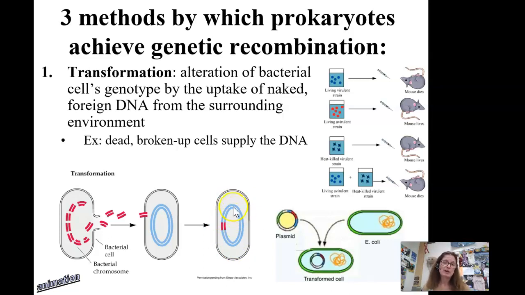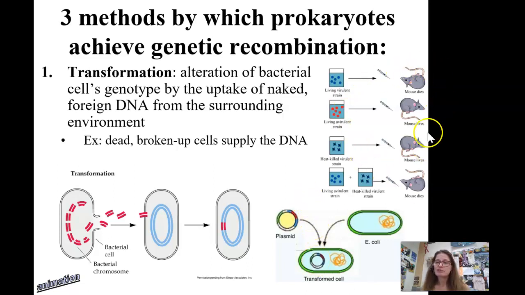So it could be where this foreign DNA becomes incorporated into the chromosome, or it could be where it just takes in a plasmid from the outside environment. If it takes in a plasmid from the outside environment, it now has extra genes and can potentially make proteins that it didn't make before.